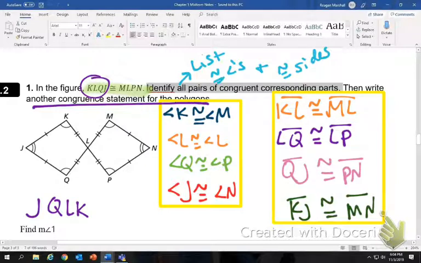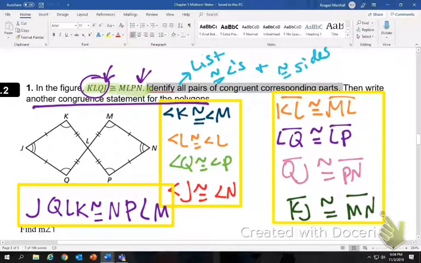So JQLK is congruent to. So if I did J first from the first one, the second figure will have to have N first. N and then PLM. So it's the second part of the answer.